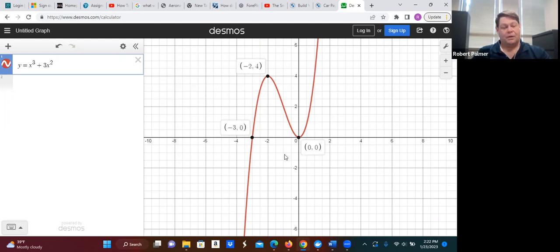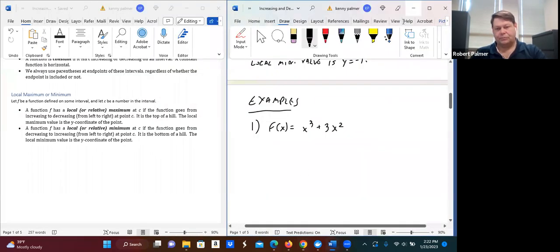Okay, so you see that we actually have two x-intercepts, one at -3 and 0. Then these points at (-2, 4). And then (0, 0). Okay, so what we're going to do is go back and actually graph this on our paper. We can always come back to this for reference.